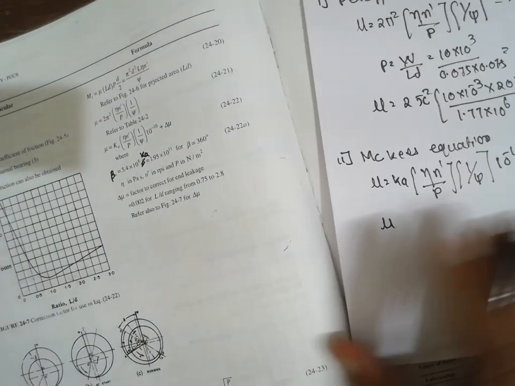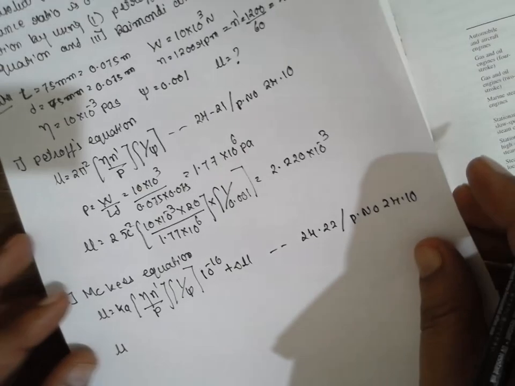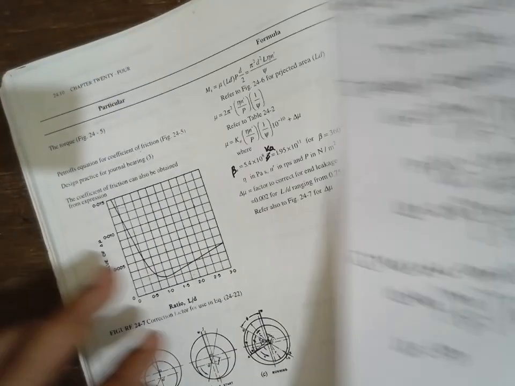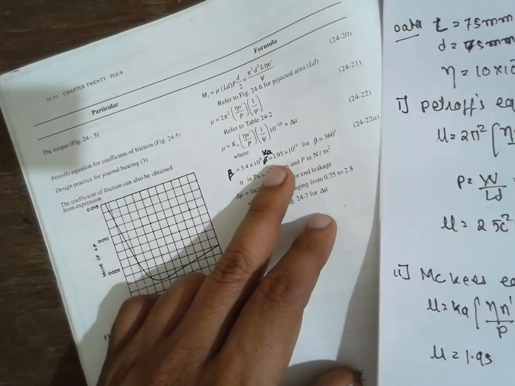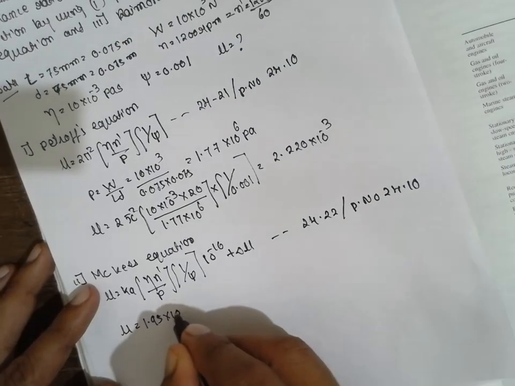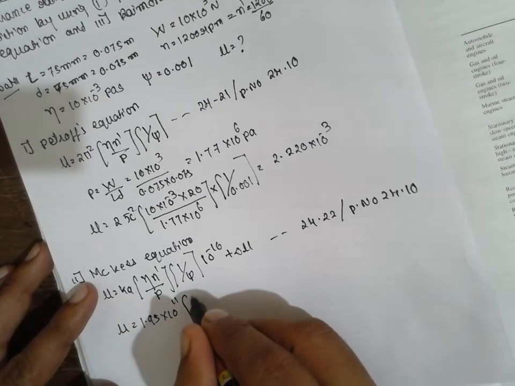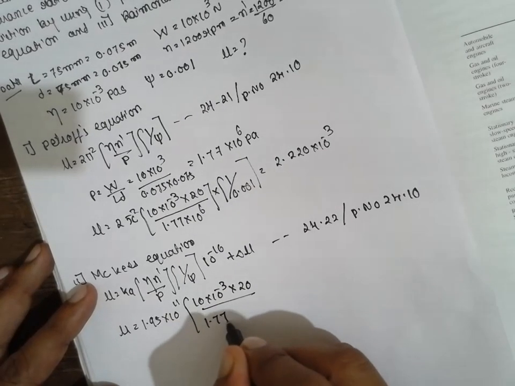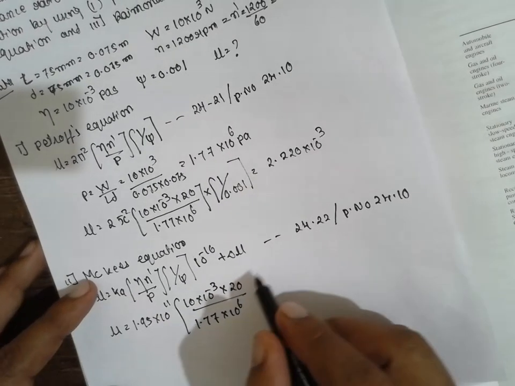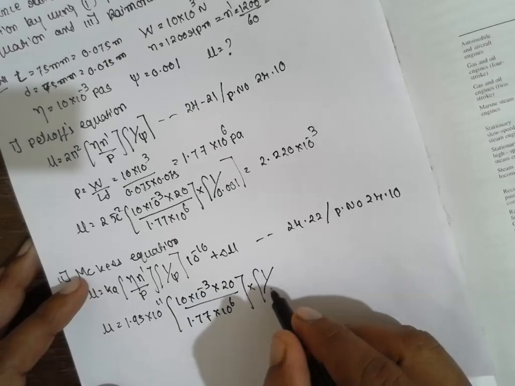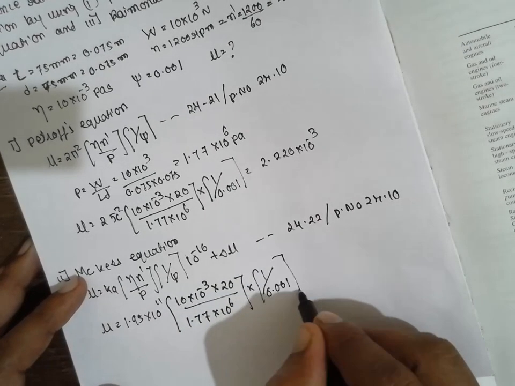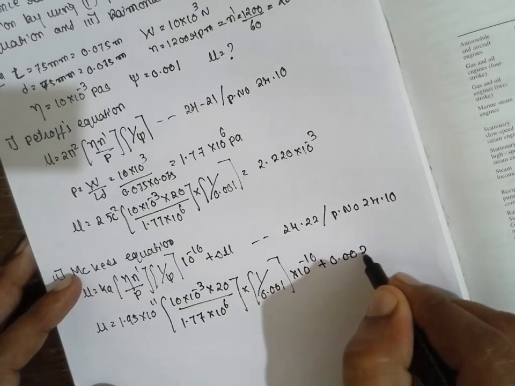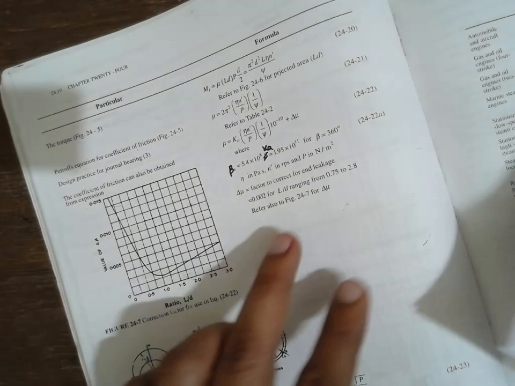By using the Mackey's equation, we are going to solve it. Mu is equal to K, which is 1.95, obtained from the data handbook here. 1.95 into 10 raised to minus 11 into 10 raised to minus 3 into 20 divided by 1.77 into 10 raised to 6 into 1 divided by 0.001 into 10 raised to minus 10 plus 0.002. This is also obtained from the data handbook.